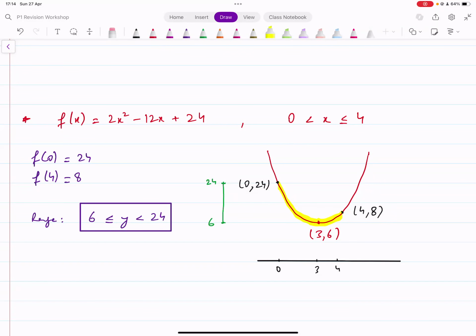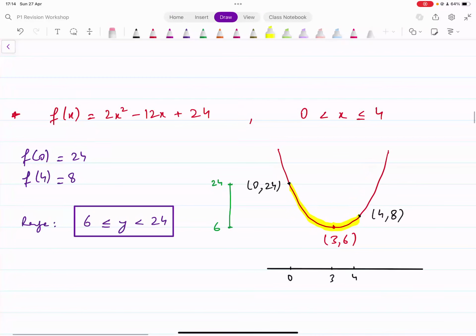And think about what part of this graph is valid. So this yellow part is valid between those 2 points, between 0 and 4. This is the part that is valid. Now, what's the range going to be? Look at the graph. Look at what's the lowest point of the graph. The lowest point of the graph is 6. And the highest point of the graph is 24. So what's the range going to be? It's going to be between 6 and 24.